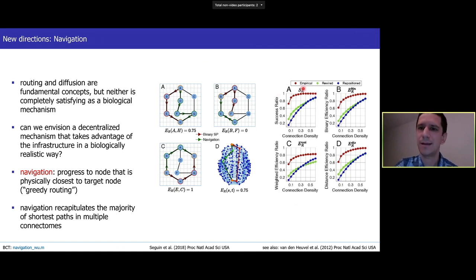What the authors showed was that indeed, you can recapitulate nearly 100% of the shortest paths using just this simple decentralized form of communication. And indeed, you can use this kind of navigation mechanism using other types of annotations and metric spaces, for instance, cytoarchitectural similarity, embedding in large-scale gradients, hierarchies, and so forth. And really this kind of mechanism is really optimal for spatially embedded networks such as the brain.